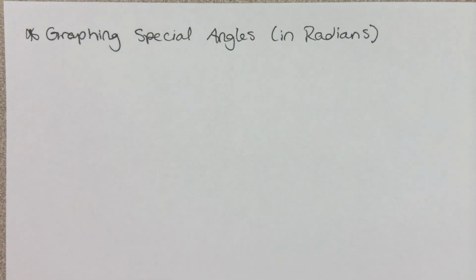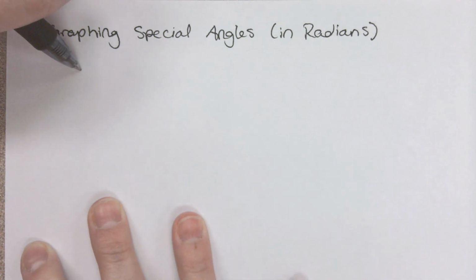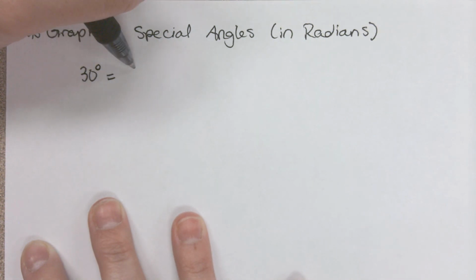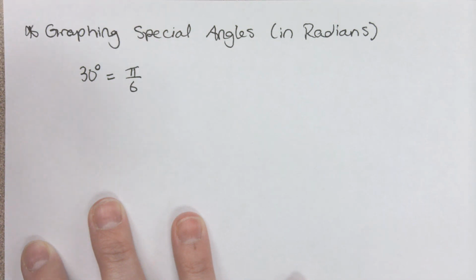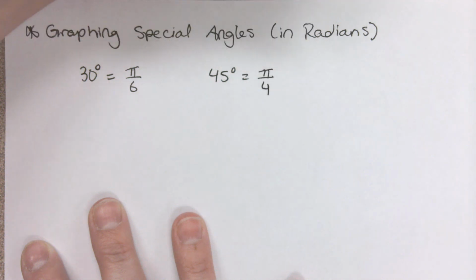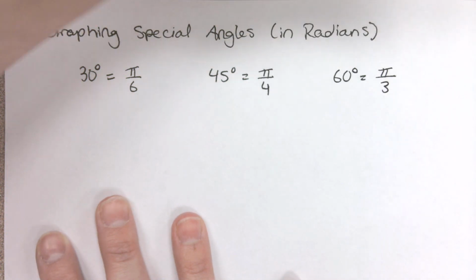So, today we are doing the same thing as yesterday, except we're doing the graphing in radians. Before we do our first problem, there are a couple conversions you have to be aware of, and these are ones you're going to want to have memorized. 30 degrees is equal to pi over 6 radians. 45 degrees is pi over 4. And 60 degrees is pi over 3.